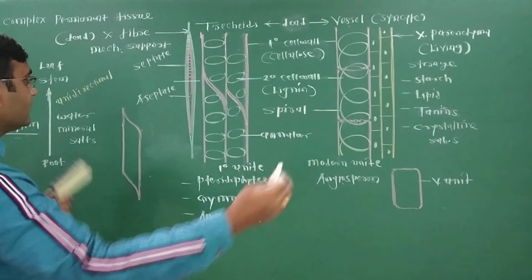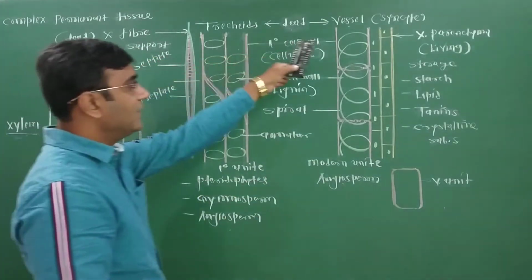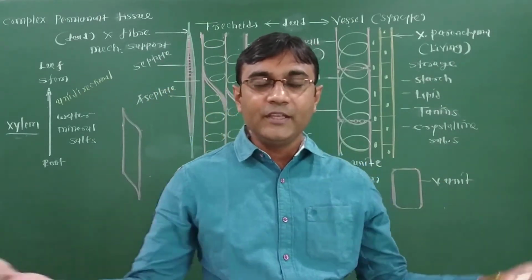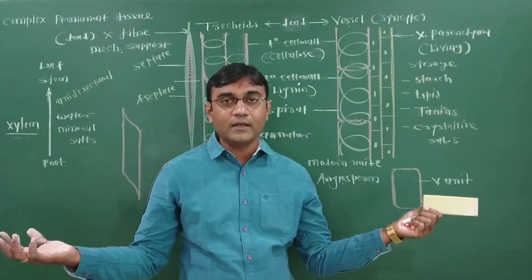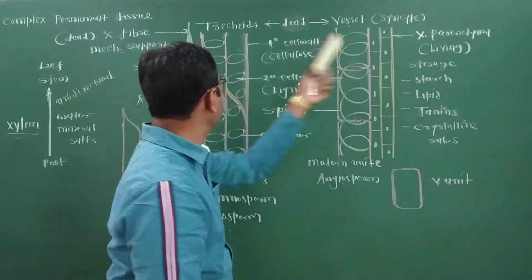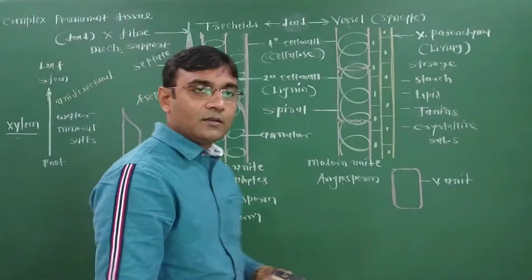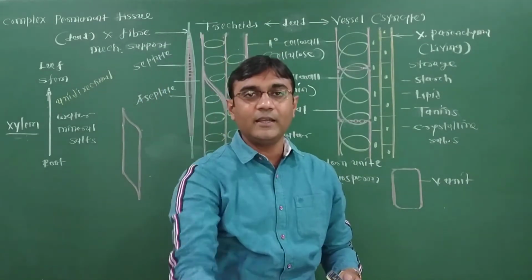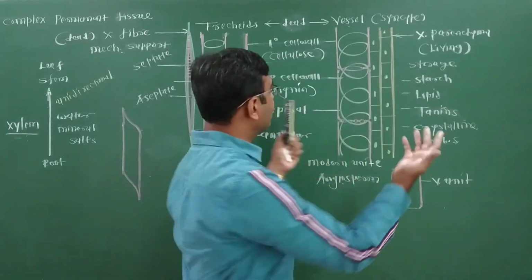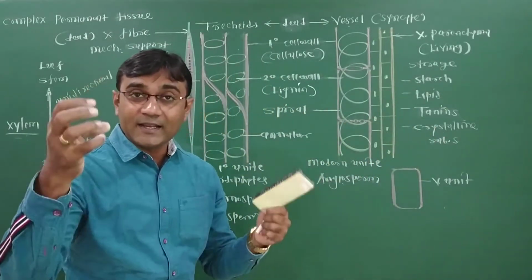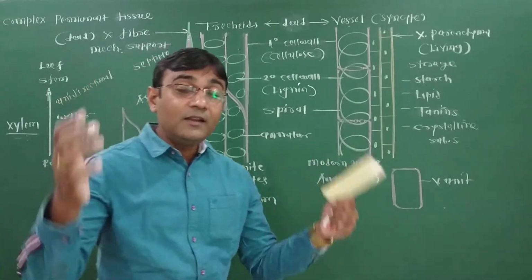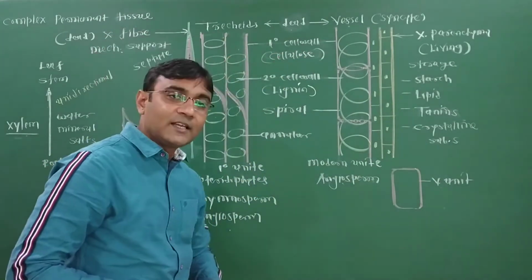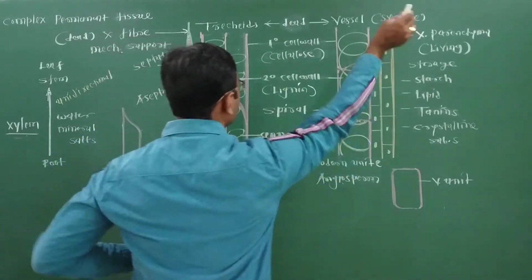So arrange the four structures: tracheids, vessel, xylem parenchyma and xylem fiber. Out of four, which unit actually acts as a water conducting unit? Parenchyma and fibers do not conduct water longitudinally. Just two units. So the water conducting units of the xylem, the tracheids and vessel, are collectively known as hadrome.